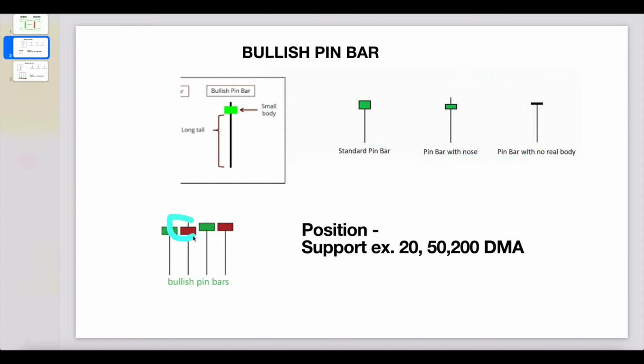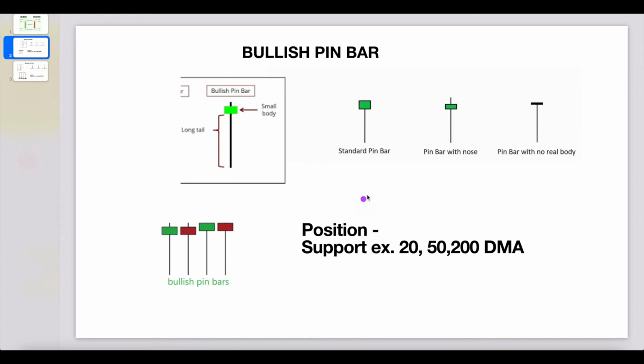Similarly here, instead of making a green candle, it made a red candle. It doesn't matter. As long as it looks like a pin bar, it will give you the indication that the uptrend will start, but where and how, we will understand that. So now we know how the bullish pin bar looks. It looks like this, like this, and like this also. But the position of the bullish pin bar is very important.